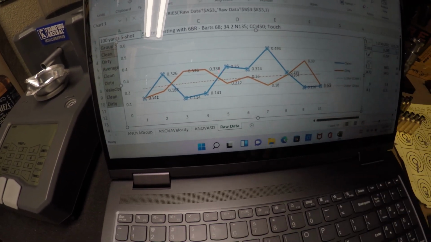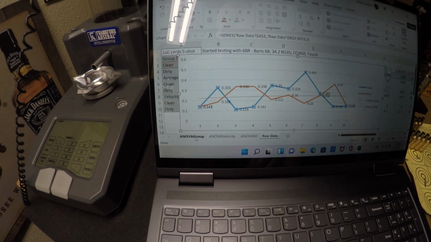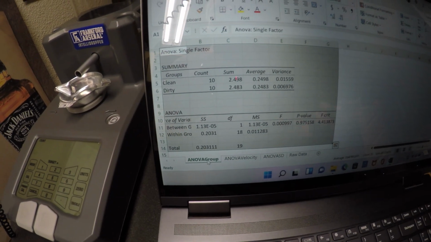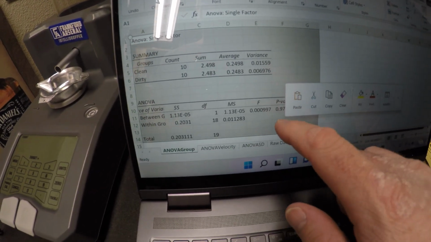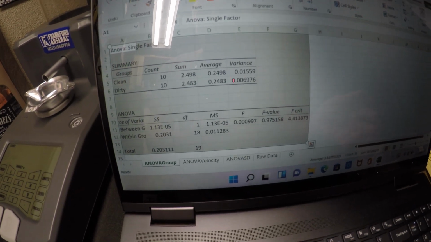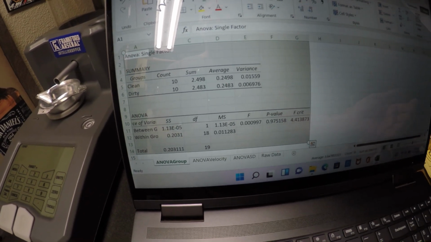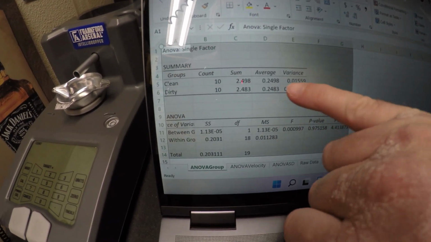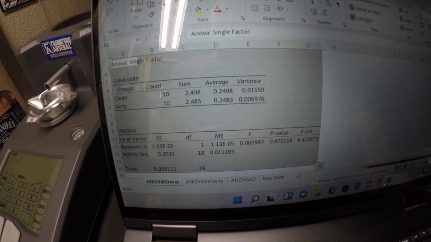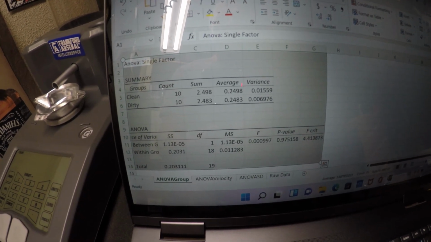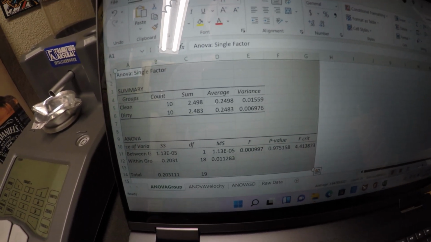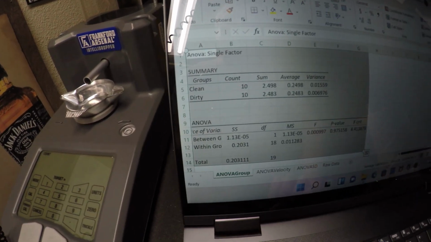So I ran an analysis of variance, which tells me whether there is any difference between clean and dirty with group size. And there wasn't. The probability value was 0.975. In order for there to be a real difference, that would have to be below 0.05. The average for the clean group was 0.2498, and for the dirty was 0.2483. So the dirty just slightly outperformed, but it wasn't large enough for the statistical test to call it meaningful. Maybe meaningful at a match, but not statistically. So no difference in group size.